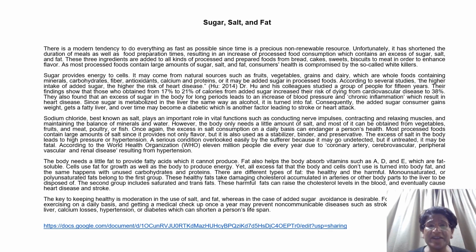Now take a moment to read "Sugar, Salt, and Fat." Please read the first and the last sentence in every paragraph to get the general idea of the text.